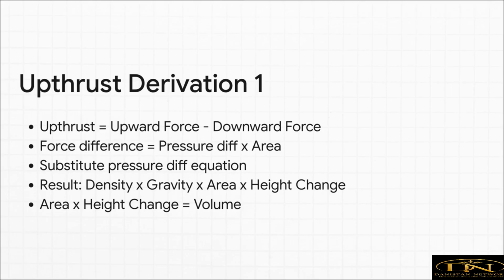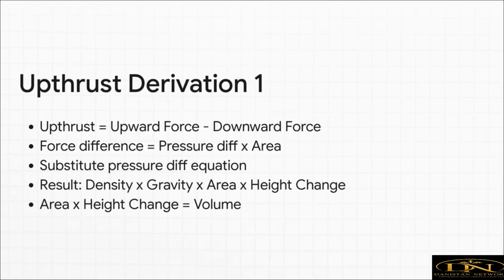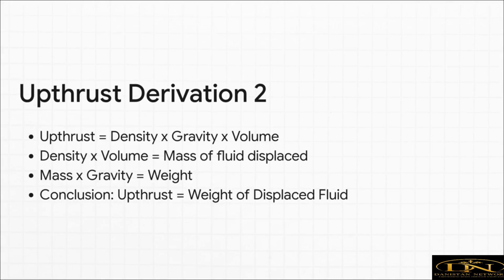This is our second major derivation of the explainer, so stay with me. Upthrust, denoted as FB, is simply the upward force minus the downward force. Since force equals pressure times area, the difference in force is the difference in pressure times the area. We substitute in our previous rule, delta P equals rho G delta H. Now look closely at the final equation. Area multiplied by the change in height. What is that? It's volume. So we neatly arrive at the equation, upthrust equals rho times G times volume.